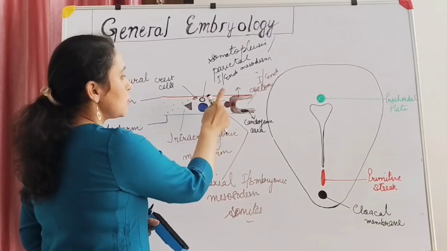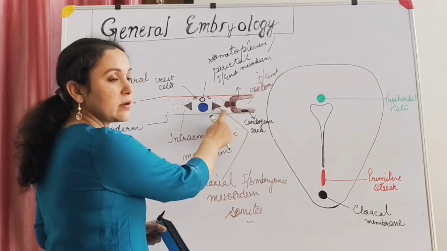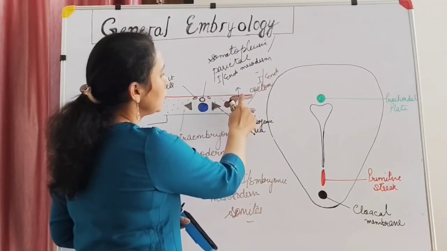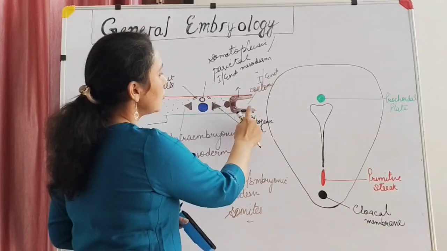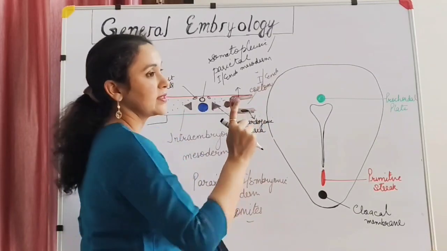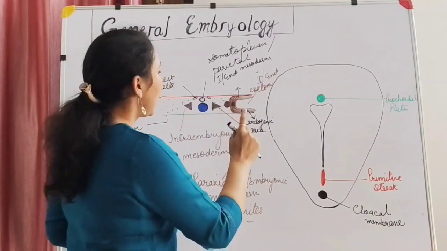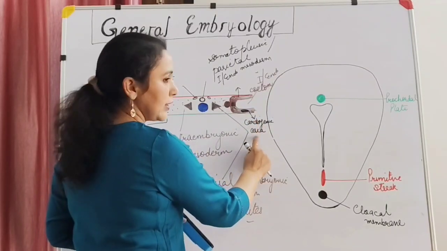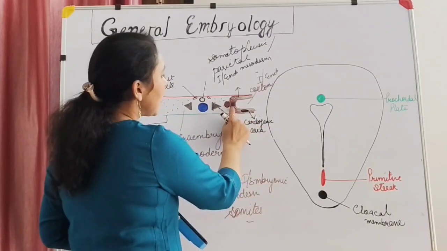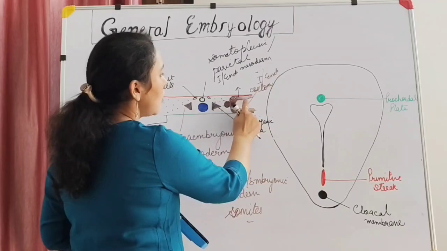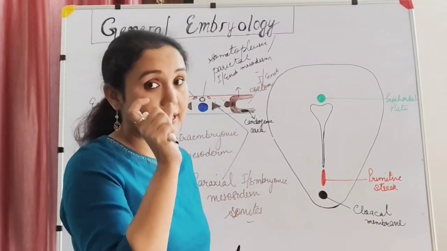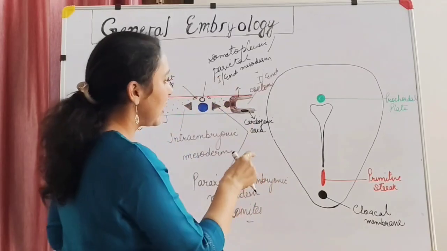From the paraxial, somites; from the intermediate mesoderm, urinary and the genital systems. Lateral plate mesoderm will split into somatopleuric and the splanchnopleuric by this cavity that is known as intraembryonic coelom. Now, the splanchnopleuric will form a heart tube or the cardiogenic area, and this part of the cavity where the coelom has not extended will form the septum transversum that will form the future diaphragm.